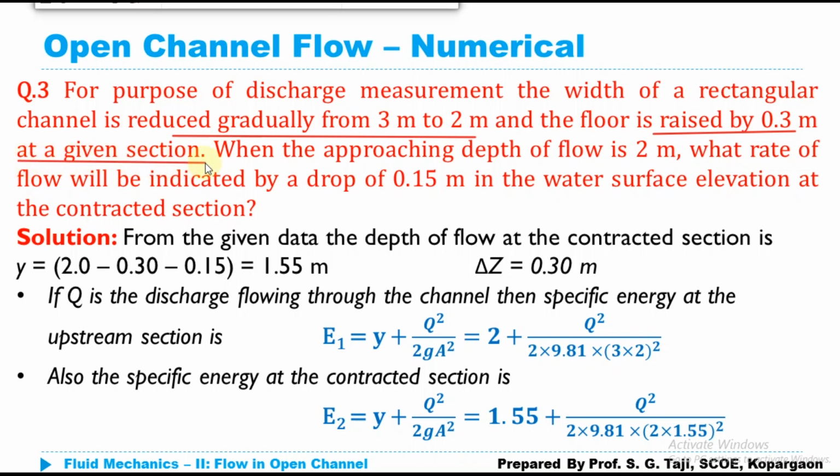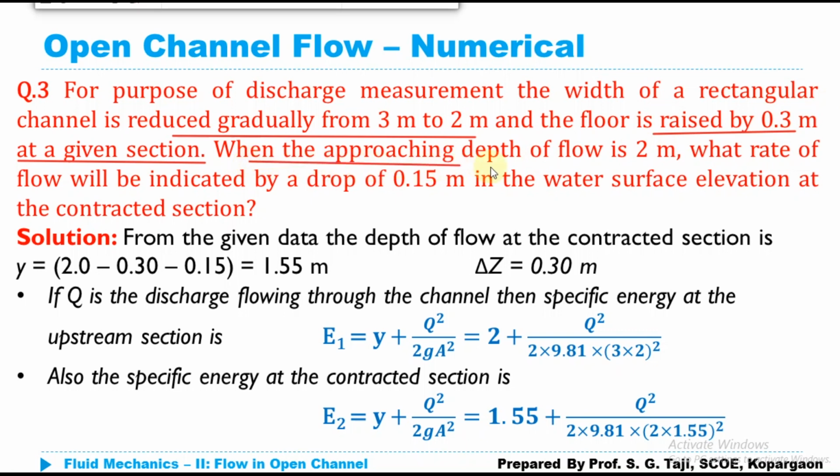So it is the combination of two transitions where the width of the channel is also reduced, which was previously 3 meter, B1, and B2 is 2 meter. So at section 2 they have reduced the width from 3 meter to 2 meter. At the same time they have also raised the bottom of the channel by 0.3 meter up. So at the second section they have raised the bottom of the channel by 0.3 meter.